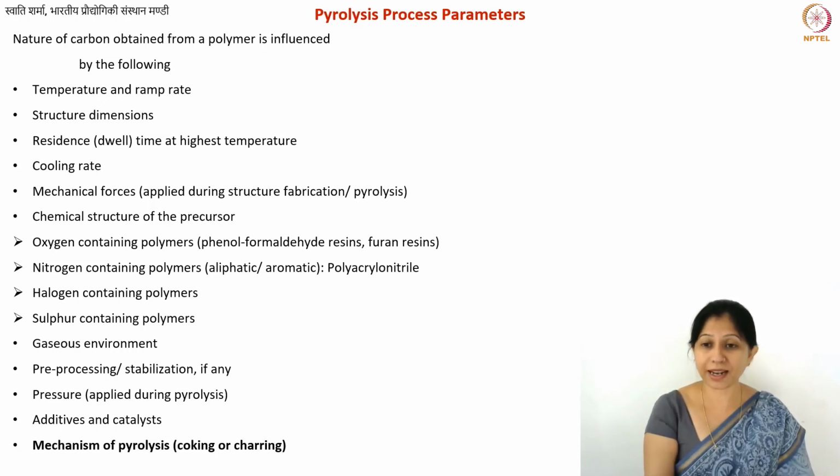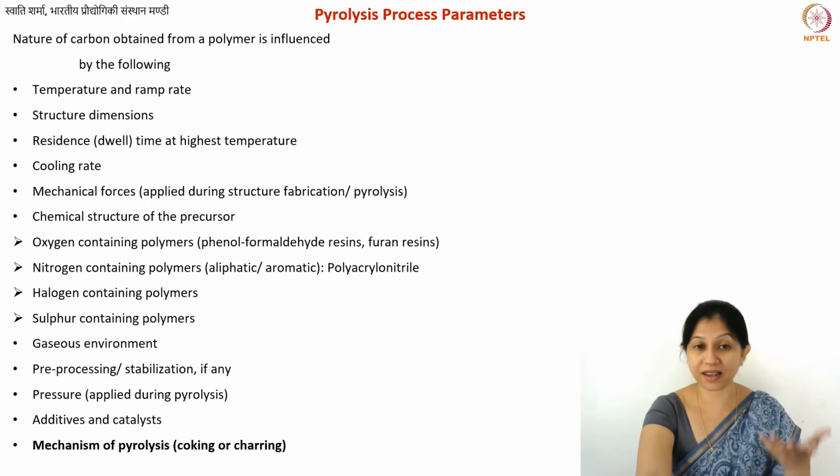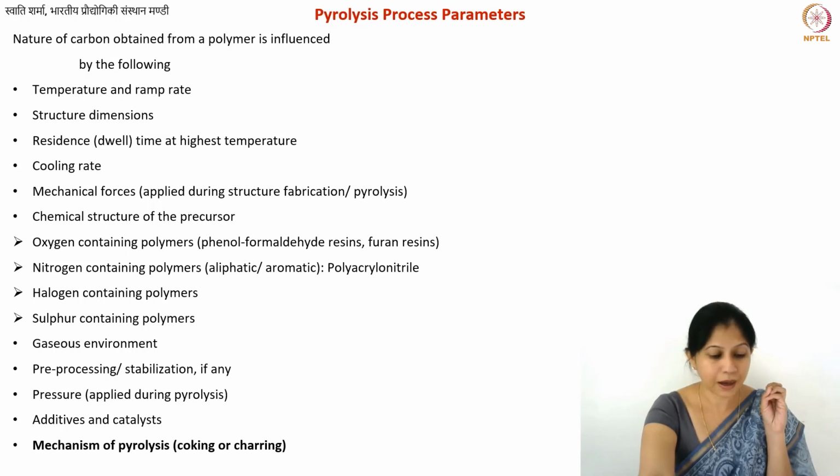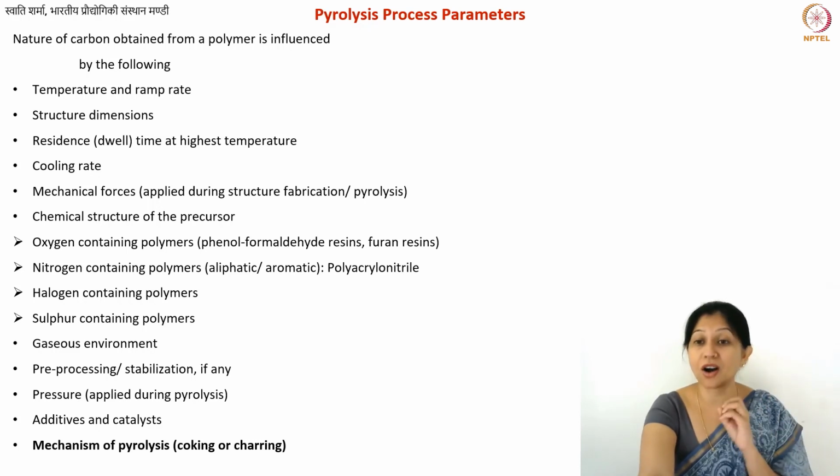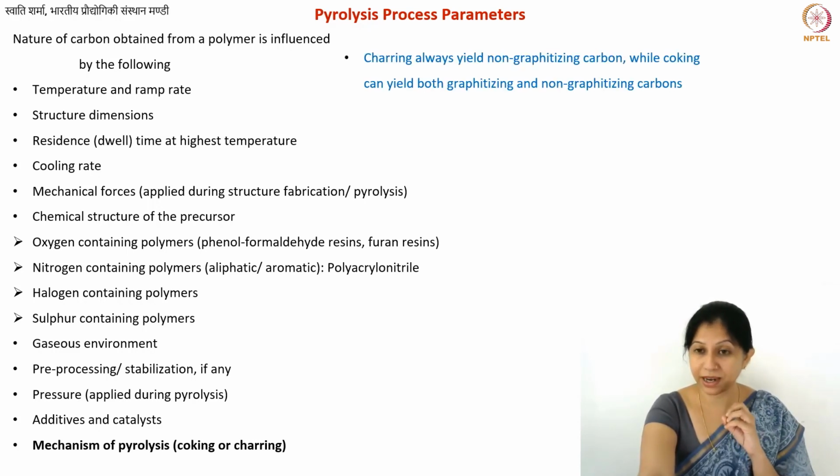Okay, finally the mechanism of pyrolysis, that is the most important thing. Coking and charring, we have been discussing that. So these are all the parameters. Maybe there are some more, but these are the primary parameters that will influence your pyrolysis process, the mechanism, and accordingly the microstructure of the final carbon material.